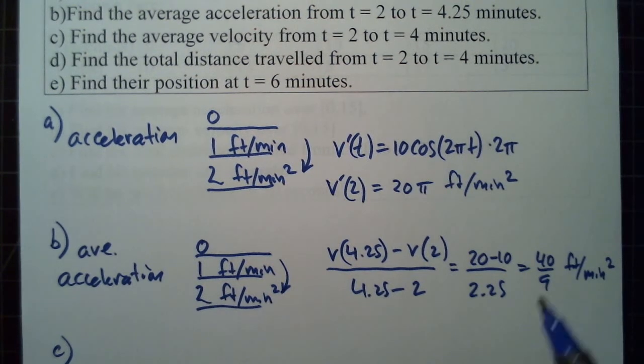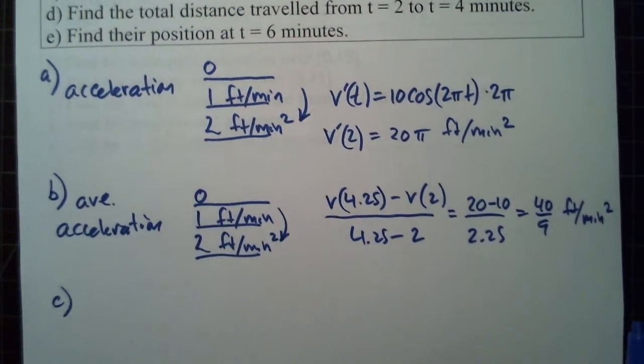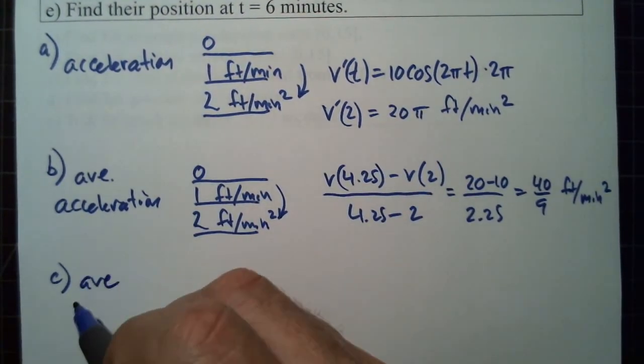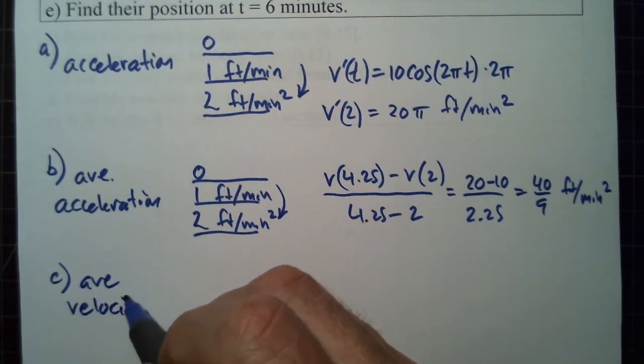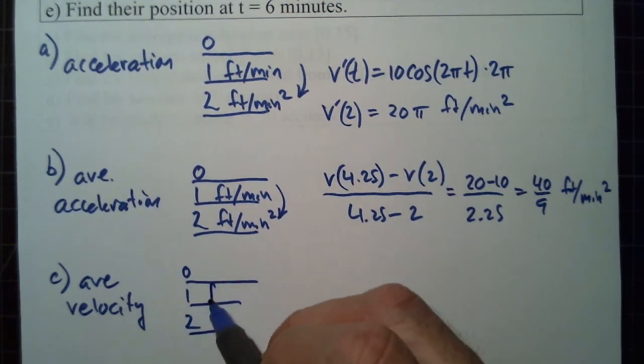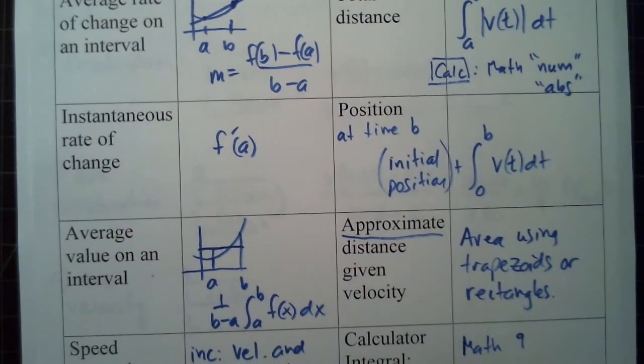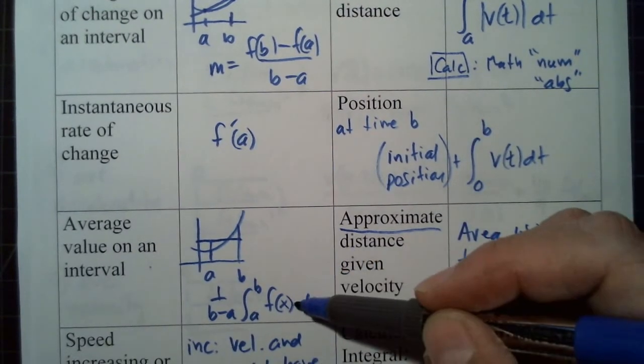Find the average velocity from 2 to 4 minutes. So our keywords are average velocity. When we're looking at the levels of rates, we're starting on feet per minute, and it's asking us for velocity, which is feet per minute. So if you stay on the same level, and it says average velocity, that means we need the other average involved here, which is an integral.